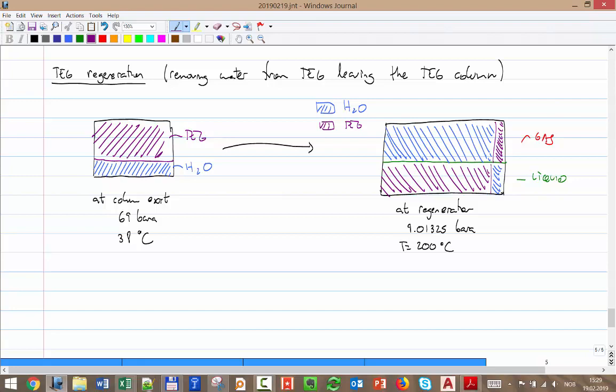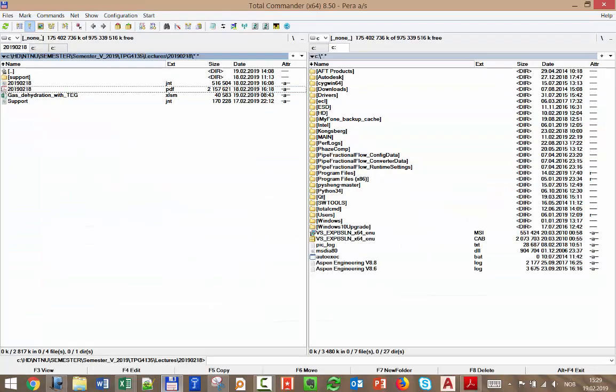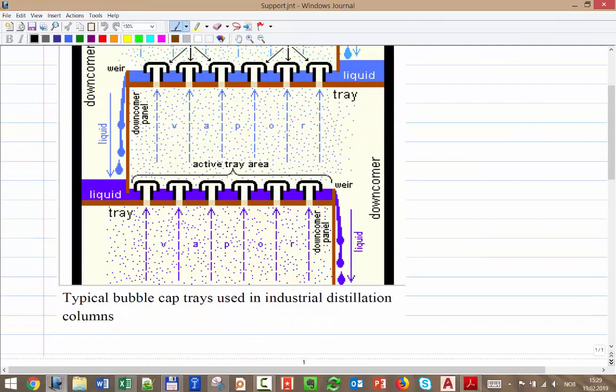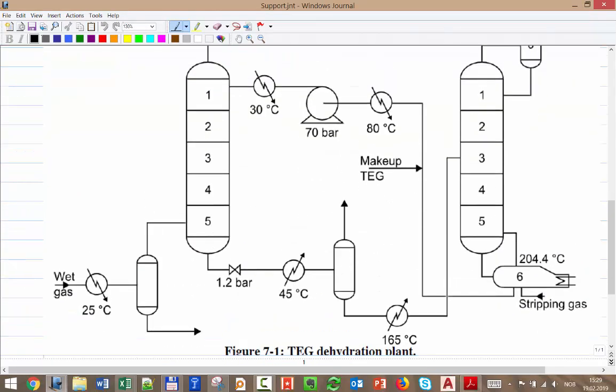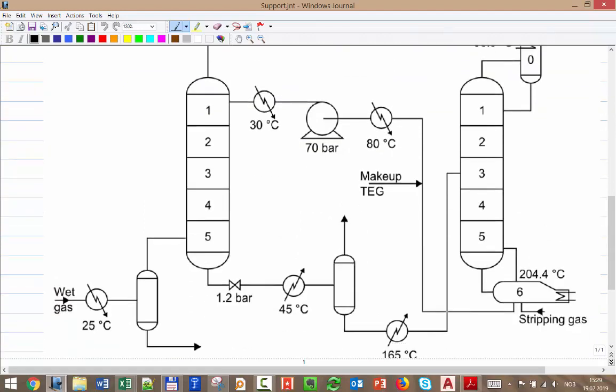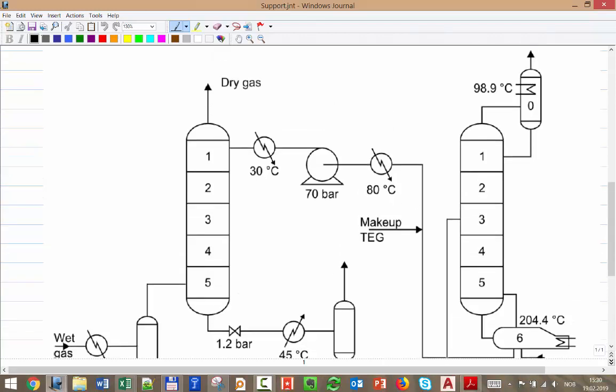Let me see if I have an image someplace. Maybe here. Okay, I simply separate, I take out the gas, okay? The vapor. Let me just copy that so you have it.